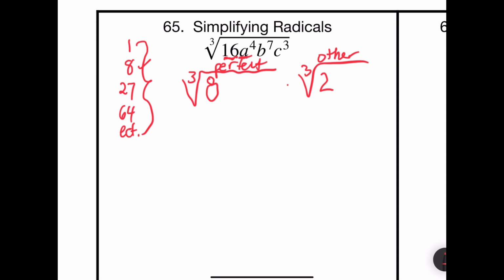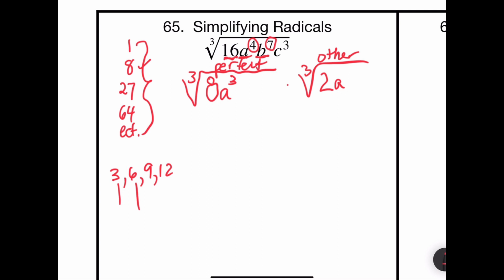Now I'm going to look at a to the 4th. This time we're not going to look for even numbers, we're going to look for multiples of 3. 3, 6, 9, 12, etc. I need the largest multiple of 3 before I get to 4. That would be 3. So I would have a cubed in the perfect cube root and a in the other to get to 4. Now I'm going to look at the b factor. I have b to the 7th. What's the largest multiple of 3 before I get to 7?